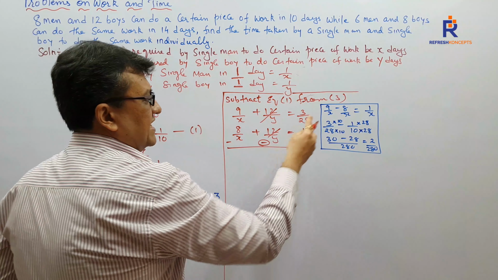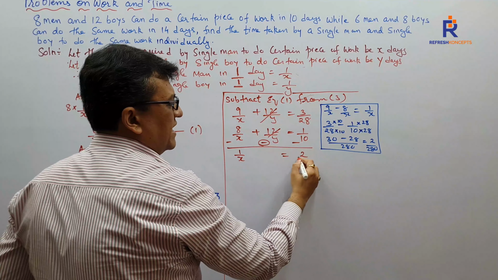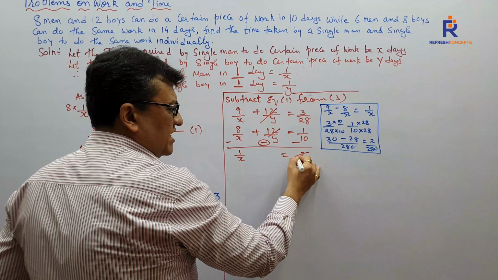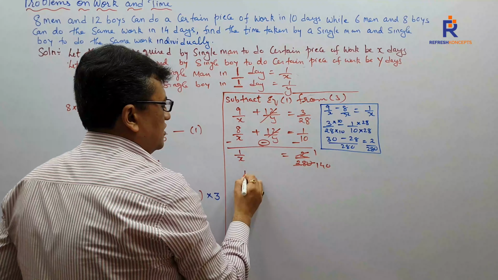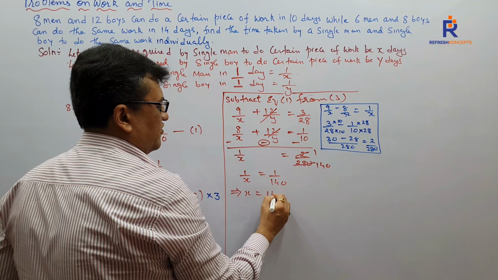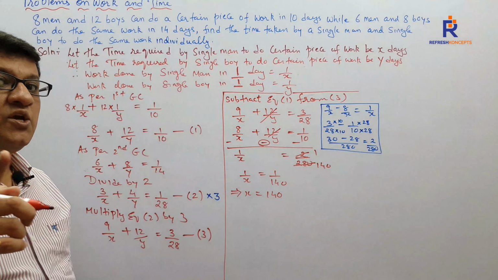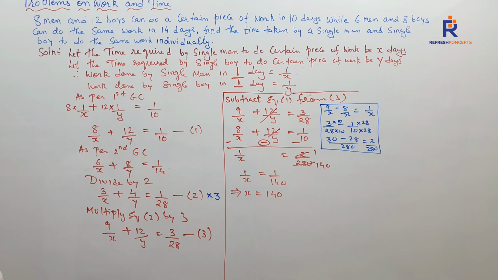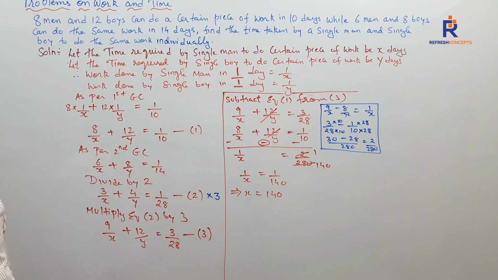So I shall get this as 1 by x and this as 2 by 280, which you can reduce down to 1 by 140. 1 by x is 1 by 140, which implies x is equal to 140. Children, we did not go for the substitution sum, that is, 1 by x as a and 1 by y as b. We have gone with an altogether different way.